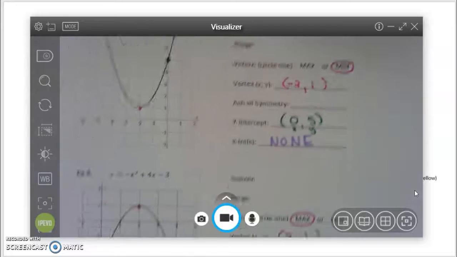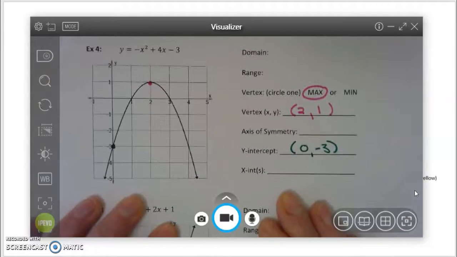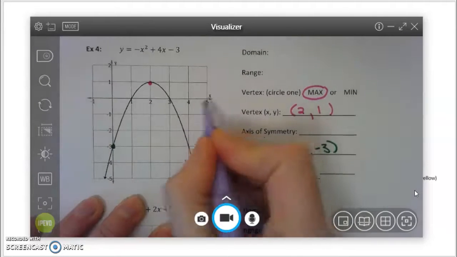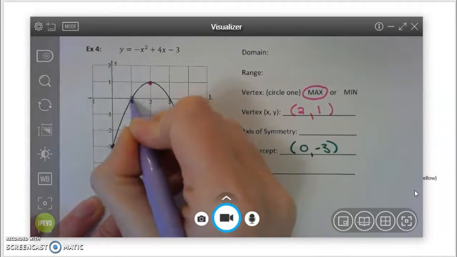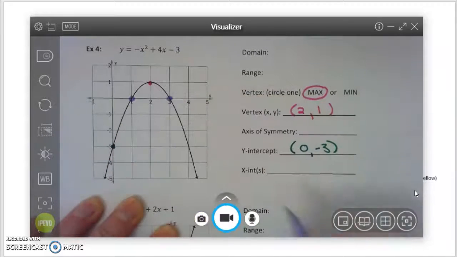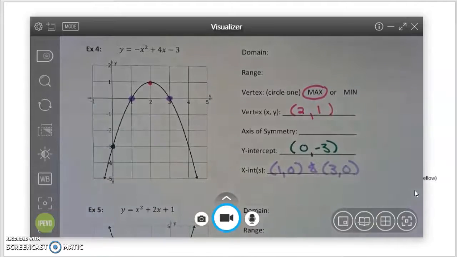Now my next one, example number 4. My x-intercepts, well, here's my x-axis. The parabola, the U-shape, crosses at 1 and 3. So you would write (1, 0) and (3, 0). Okay. And one more example.